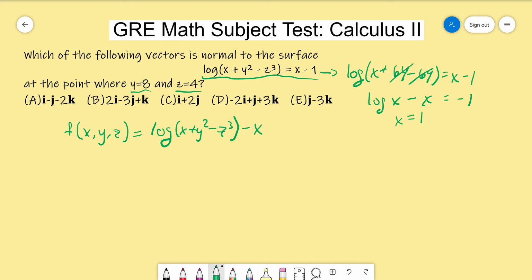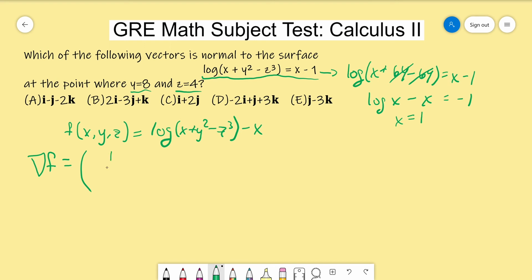So in order to find the vector that is normal to this surface, we're going to need to figure out what the gradient of f is. Remember, the gradient gives us the normal vector. So let's take the gradient of f. Remember, that's going to be a vector whose elements are the partial derivatives of f with respect to x, y, and z, respectively. So the first element here is going to be the derivative of log of that whole thing minus x with respect to x.